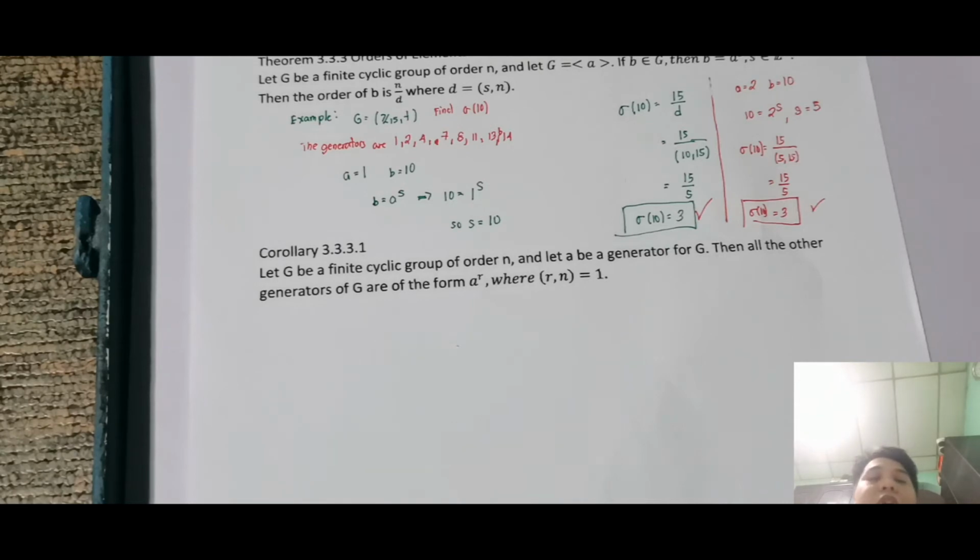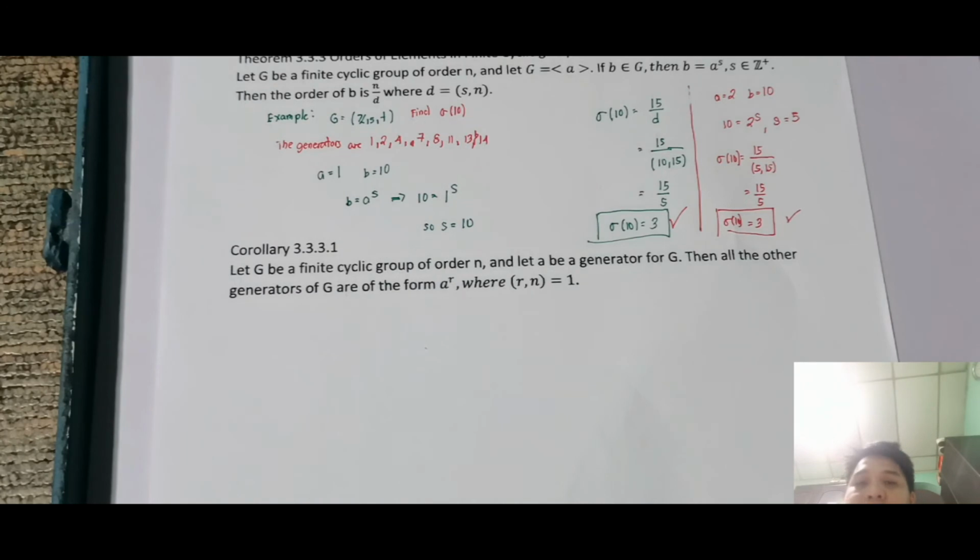So now, this answers that question. Let G be a finite cyclic group of order n, and let A be a generator for G. Then all the other generators of G are of the form A raised to R, where the GCD of R and n is equal to 1.